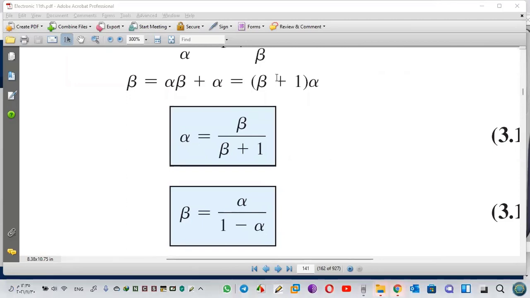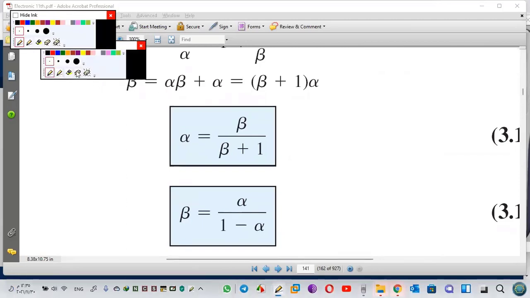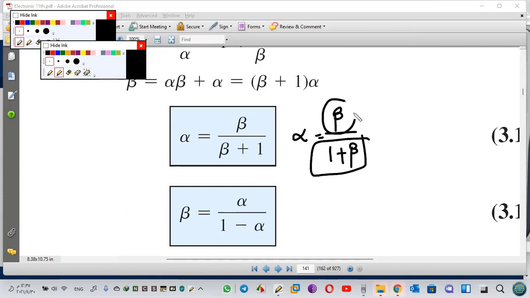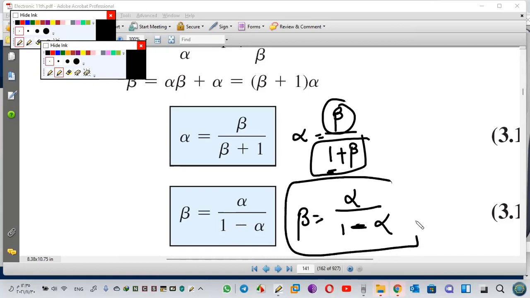Alpha is beta over 1 plus beta. The denominator is bigger than the numerator by 1. Beta is alpha over 1 minus alpha. Here, try to reverse it this way. Alpha is beta over 1 plus beta. Beta is alpha over 1 minus alpha.